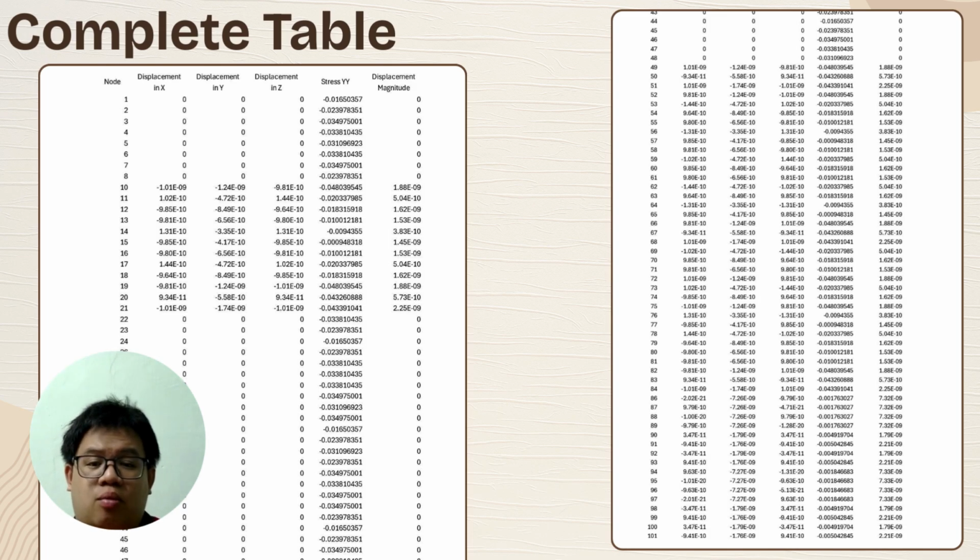Now we come to a complete table which includes the nodes of interest and also the maximum displacement. From all of these values, we can find the maximum deflection, or maximum displacement, which is 7.2584 times 10 to the power of negative 9 meter. And next, the maximum bending stress is 0.04804 megapascal.